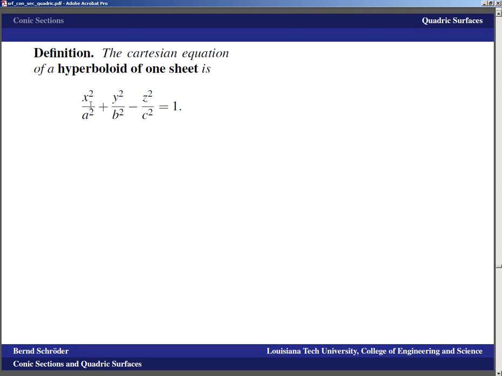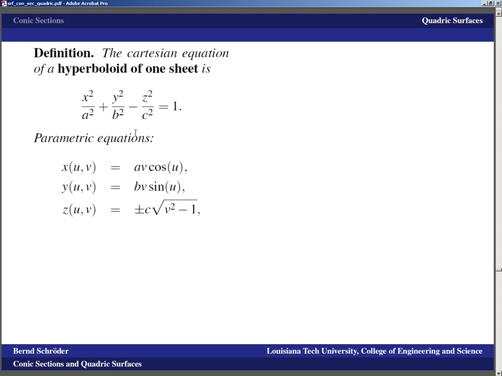Well, if I hold x constant, my cross sections are hyperbolas because I get a y squared minus z squared equals number with some decorating factors there. If I hold my y constant, I get x squared over a squared minus z squared over c squared equals number. So that again is a hyperbola. So we get that x or y held constant means the vertical cross sections are hyperbolas, and if I hold z constant, well then the horizontal cross sections are ellipses.